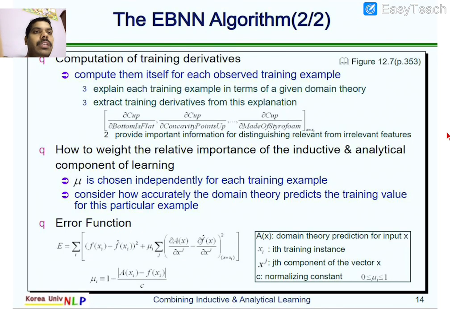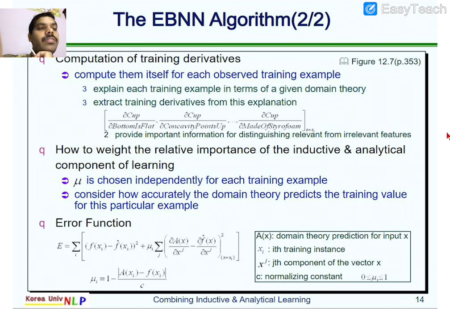And EBNN computation of training derivatives: compute it for each observed training example, and explain each training example in terms of the given domain theory. Extract training derivatives from the explanation. Here we need to consider the instance space, the derivatives of the observed training examples, and the derivatives of the explanation. So using those we are going to give a better solution.